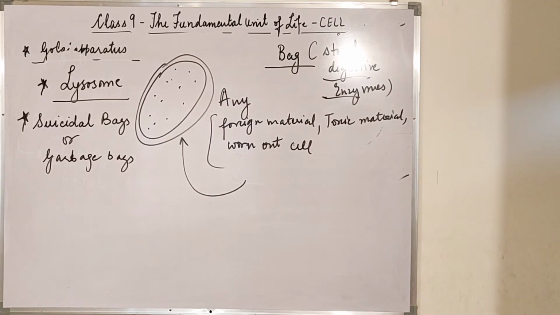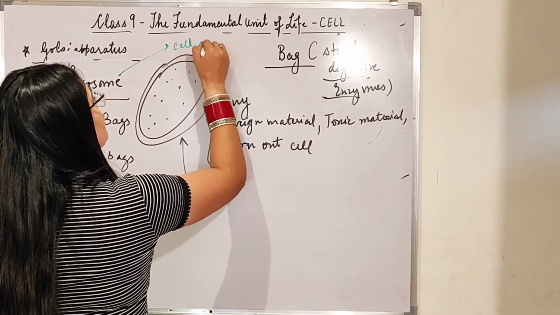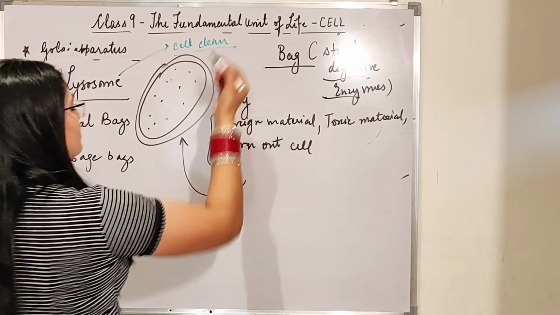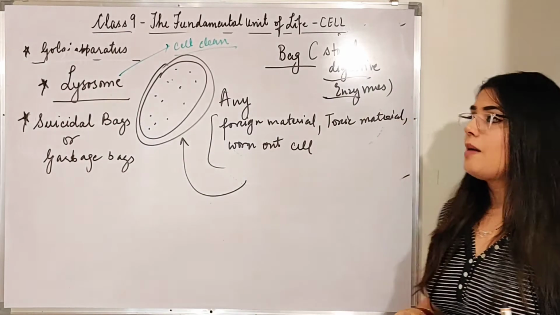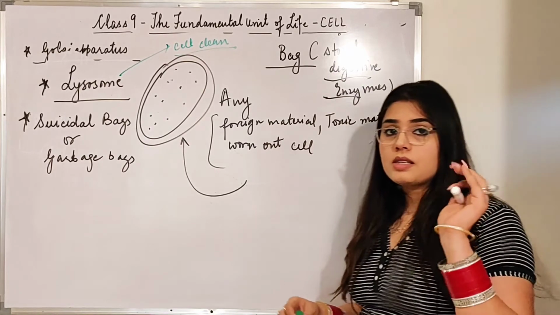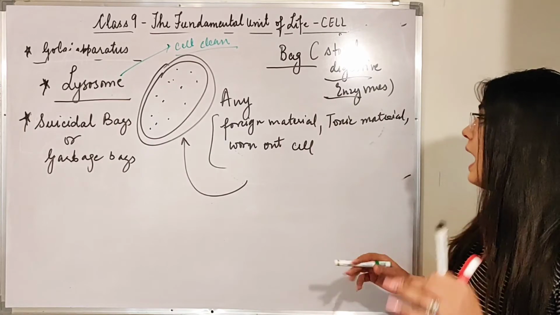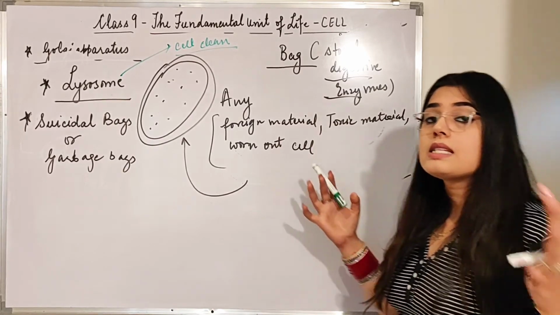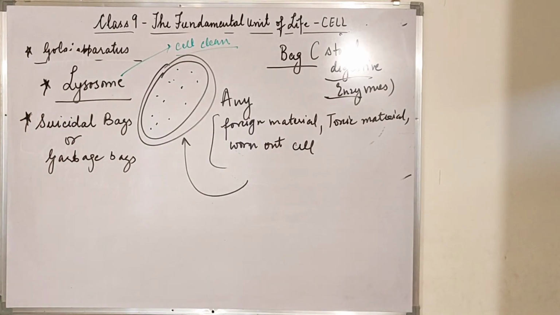Now, beta, the basic function of lysosome is that it helps to keep the cell clean. How come? You can be asked this question as a short answer question in your exam: how does lysosome help in keeping the cell clean? You will say that lysosome helps in keeping the cell clean by engulfing all the foreign material, toxic material and worn out cells inside it, and with the help of digestive enzymes, it destroys them.